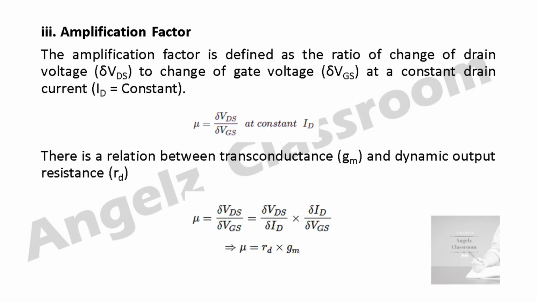And the third parameter is my amplification factor. So, this amplification factor is defined as the ratio of change in drain source voltage to the change in gate source voltage. During this time, my drain current should be kept constant.